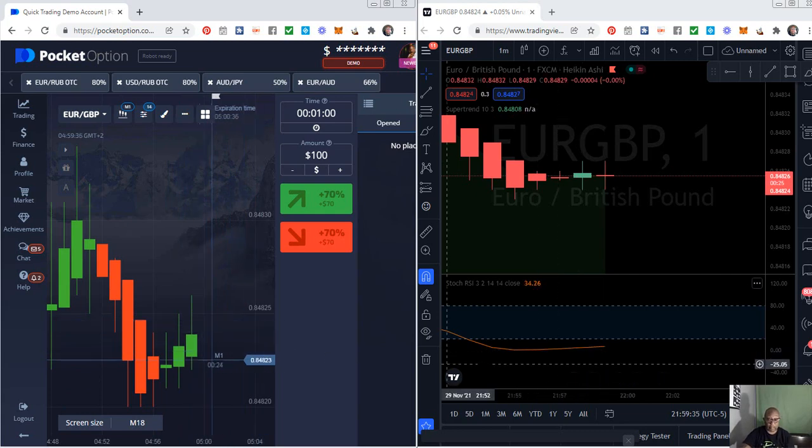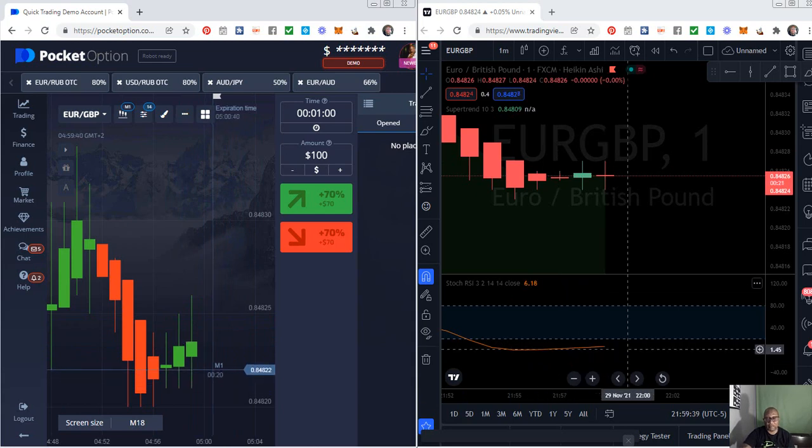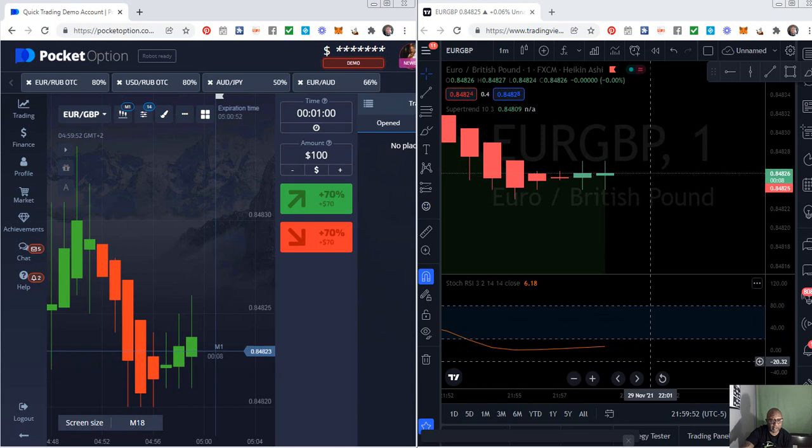So I really wouldn't look at getting in. I know that it looks good, but I wouldn't look at getting in until you see on the Stochastic RSI it breaks up, because the confirmation is a lot better when it breaks up, okay? And if it was up here when it breaks down.